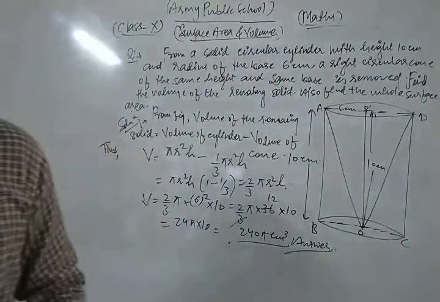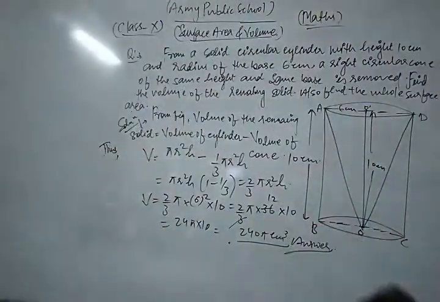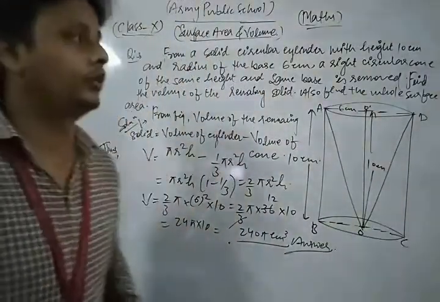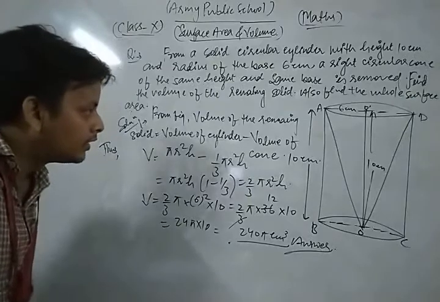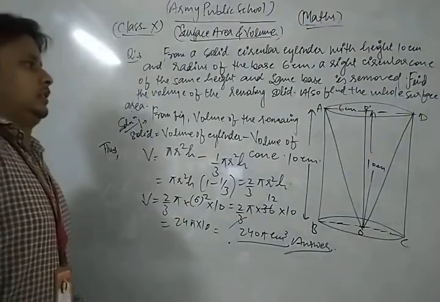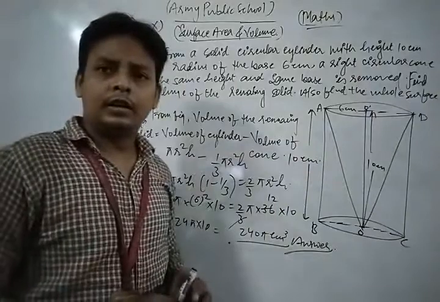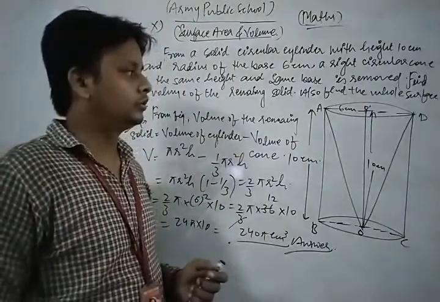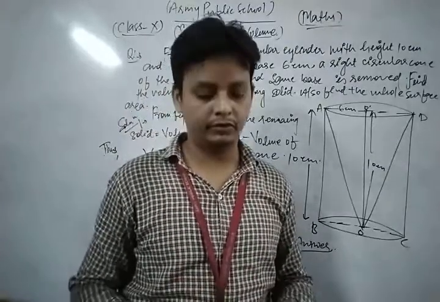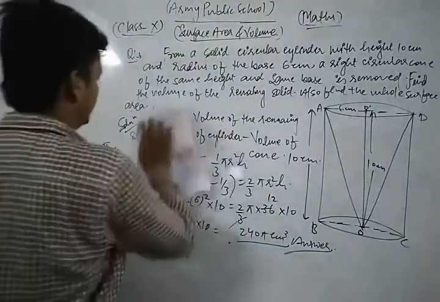Now what do we find? Also we find the whole surface area. Now for the derivation of the whole surface area, for finding the curved surface area of the cone, first of all we find its slant height. So first of all we find the slant height of the cone. Now let's see.